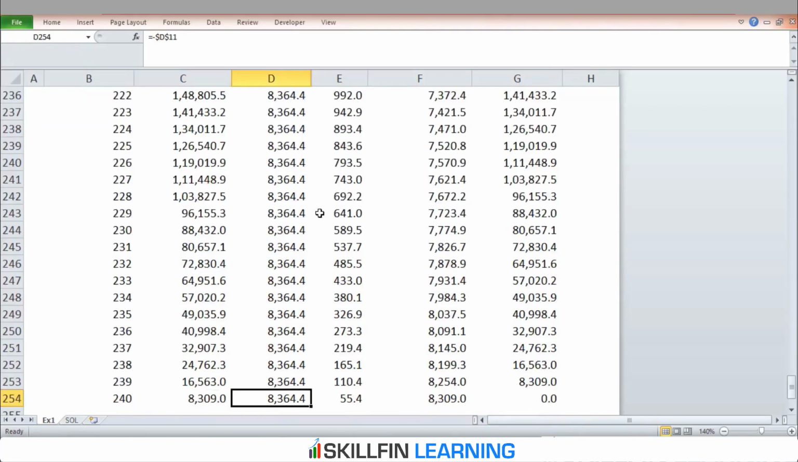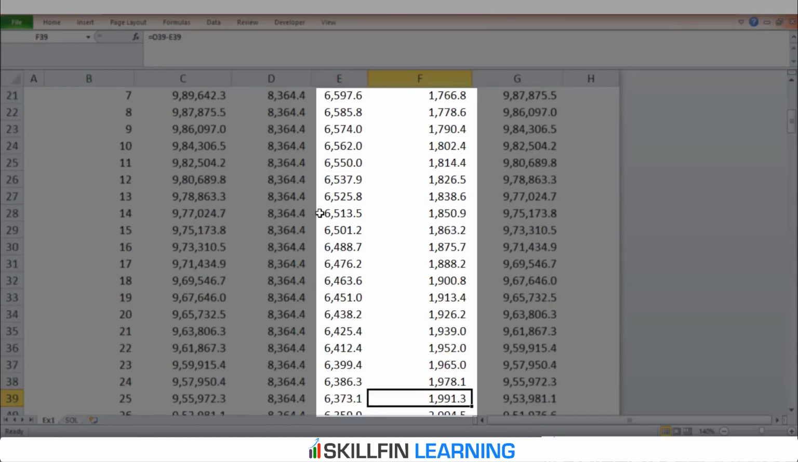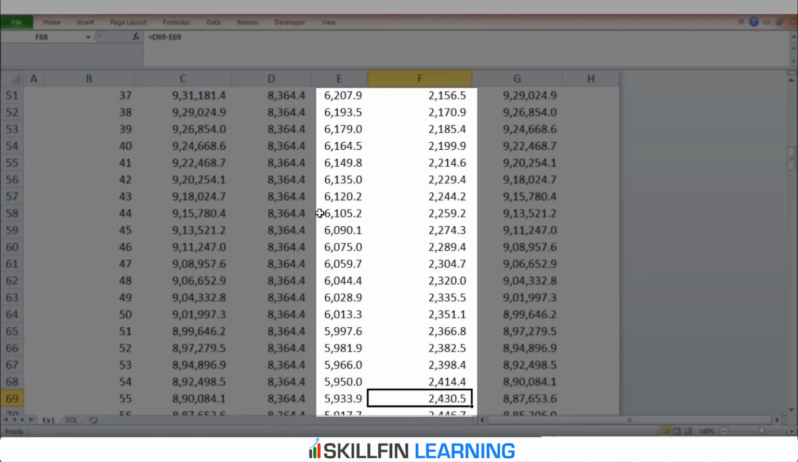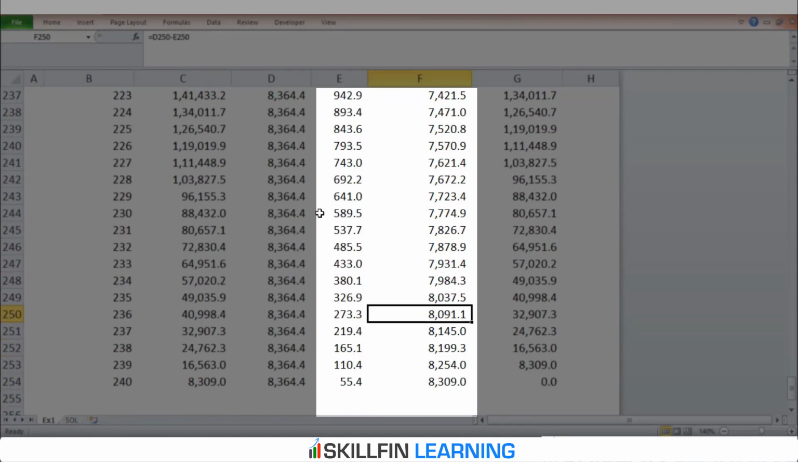Now we see that at the end of the 240th month, the principal outstanding is 0. That means the loan has been fully paid. When we see the table, we see that the interest component keeps on reducing each month while the principal component keeps increasing. Towards the end of the loan tenure, the interest component forms a small portion of the EMI amount while the principal component forms the maximum portion.